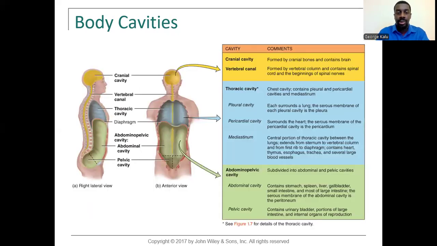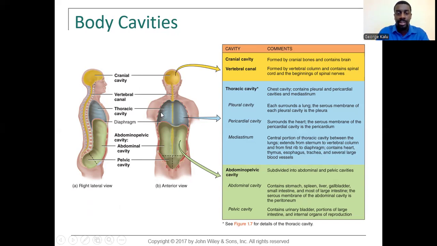So here's a quick picture that shows the breakdown of where everything is. Here's your cranial cavity. The cranial cavity is going to hold the head as well as the skull, as well as the vertebrae, all coming down, and the meninges surrounding that. And again, we'll talk about all those down the line.